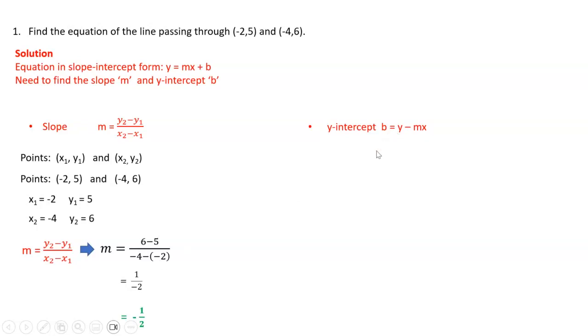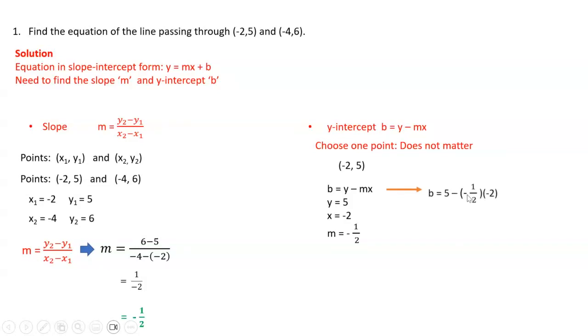Now the next part, I need to find my b, which is the y-intercept. You can choose either point, the first or the second. I'm going to choose the first one, so my x will be negative 2, and my y will be 5. So I have b equals 5 minus negative 1/2 times negative 2. This will give us 4, because negative 1/2 times negative 2 will give us positive 1. But because of the minus sign, it will be 5 minus 1, which gives us 4.